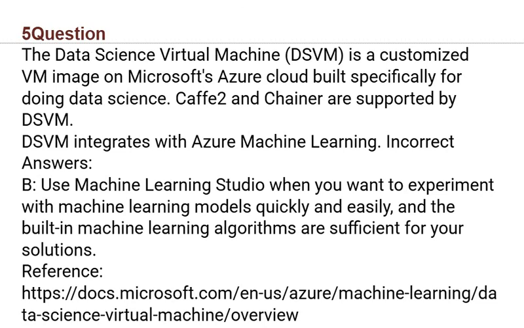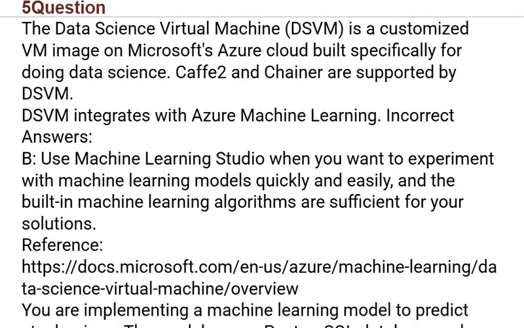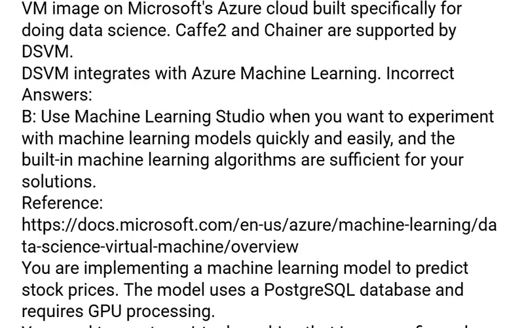The data science virtual machine DSVM is a customized VM image on Microsoft's Azure cloud built specifically for doing data science. Caffe2 and Chainer are supported by DSVM. DSVM integrates with Azure Machine Learning. Use Machine Learning Studio when you want to experiment with machine learning models quickly and easily, and the built-in machine learning algorithms are sufficient for your solutions.